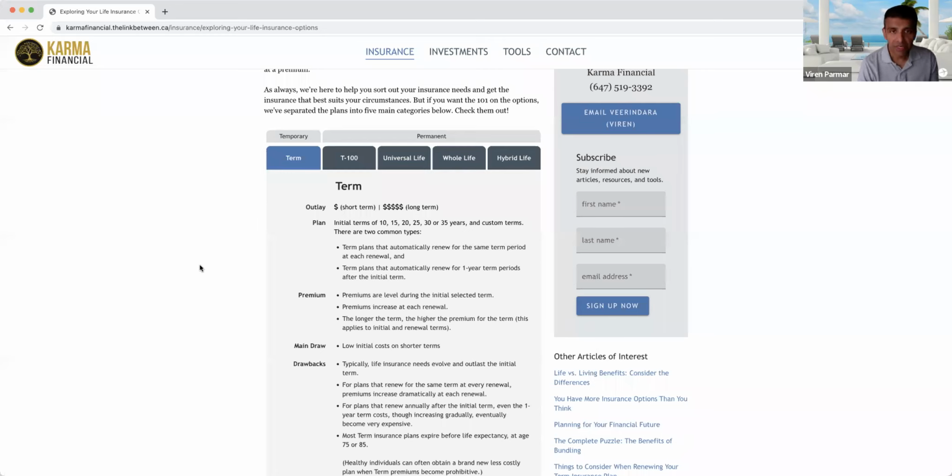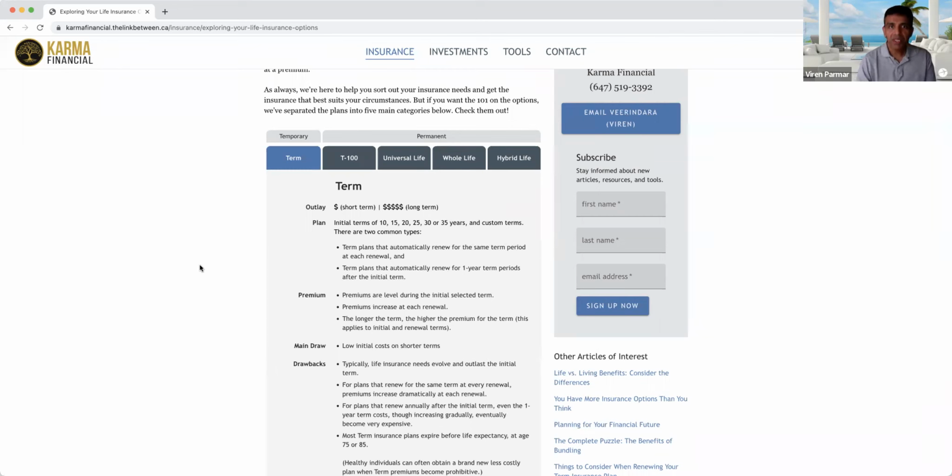Business owners also use a form of permanent insurance as a way to pass on their corporation that they may have set up, or other assets that they have in the company, to the next generation in their family if they want to continue the business, that sort of thing.